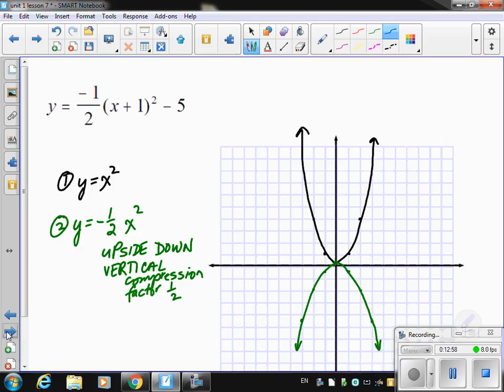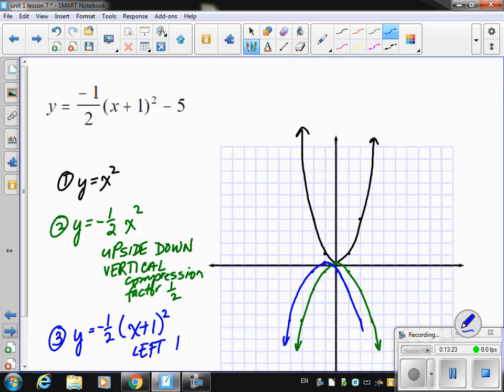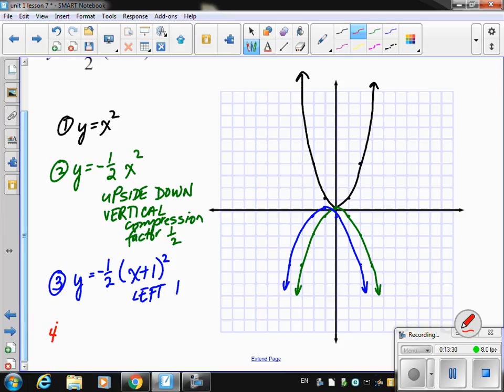Third one, we are going to put the 1, which is 1 to the left. Everything to the left 1. I hope you have better luck with your paper. Okay, last, we're going to move the entire thing down 5 because we have a vertical translation, minus 5.